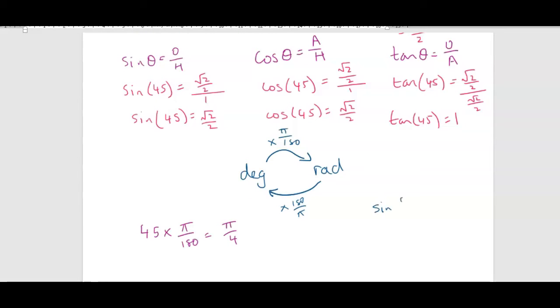Okay, so might just write that over on the side here. So sine pi on 4 is equal to √2 on 2. Cos pi on 4 is also equal to √2 on 2. And tan pi on 4 is equal to 1. Okay, so the 45 is in degrees and pi on 4 is in radians, two different measures of angle. Now, you will eventually move straight into radians when you do methods, but it's a good idea to understand how they both relate to each other.